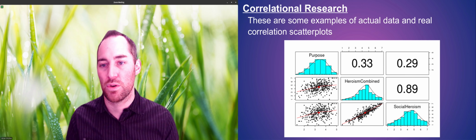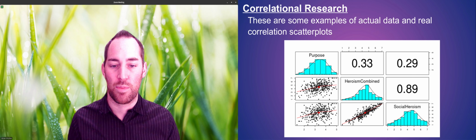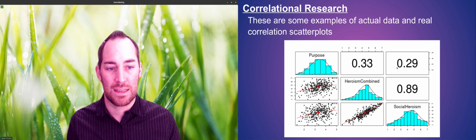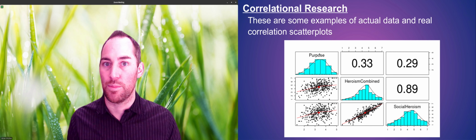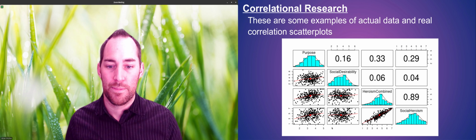So here's some actual real data in some correlation scatter plots just to give you a sense. This correlation is even weaker, but it's pretty close to this one. You can see it's a little more spread out. This graph here is social heroism correlated to purpose, and its correlation is 0.29. So here's a couple other examples. Here we've got social desirability, which has 0 correlation, basically 0.